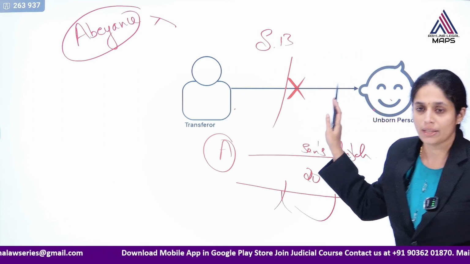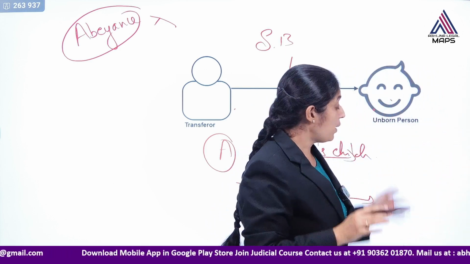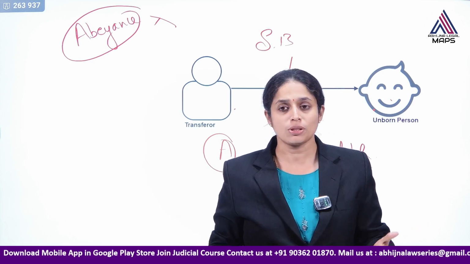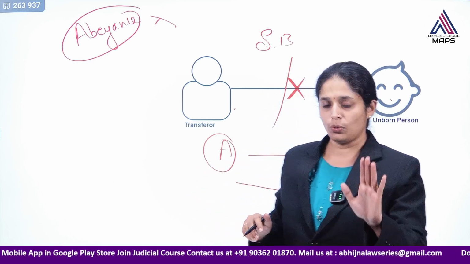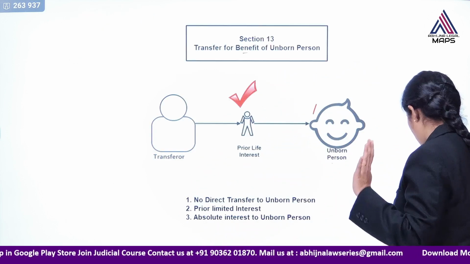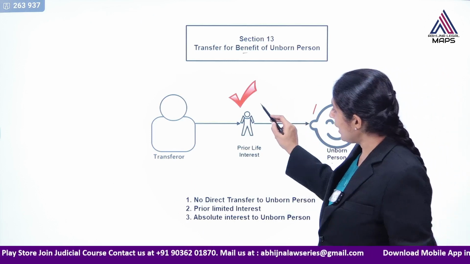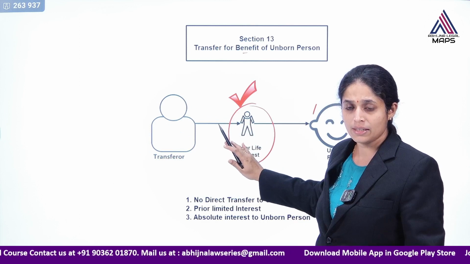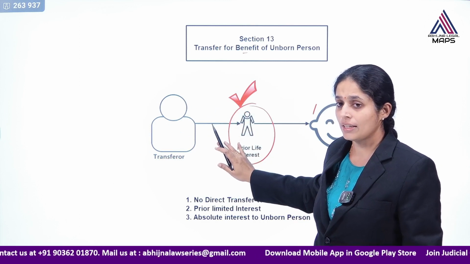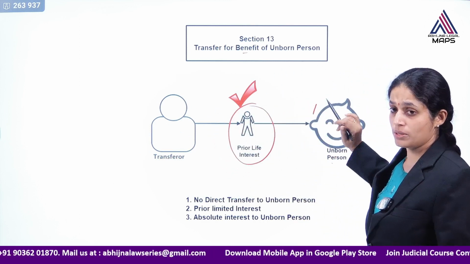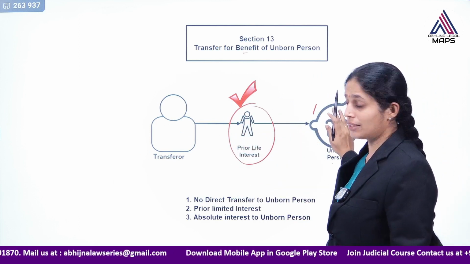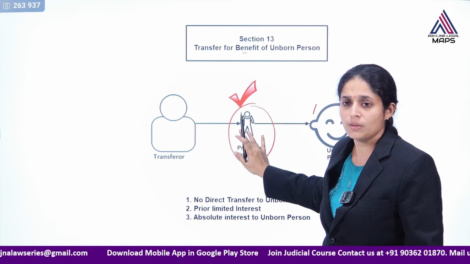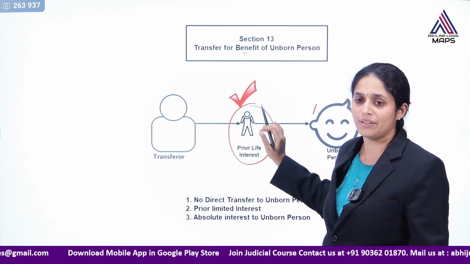So, this is one situation. Then what has to be done? Is there a complete prohibition on transfer to unborn persons? No. Section 13 has remedies as well. It says you can create a prior interest: you transfer the property to someone else, and he holds the property for the benefit of the unborn person till the unborn person comes into existence. We call it a prior life interest.